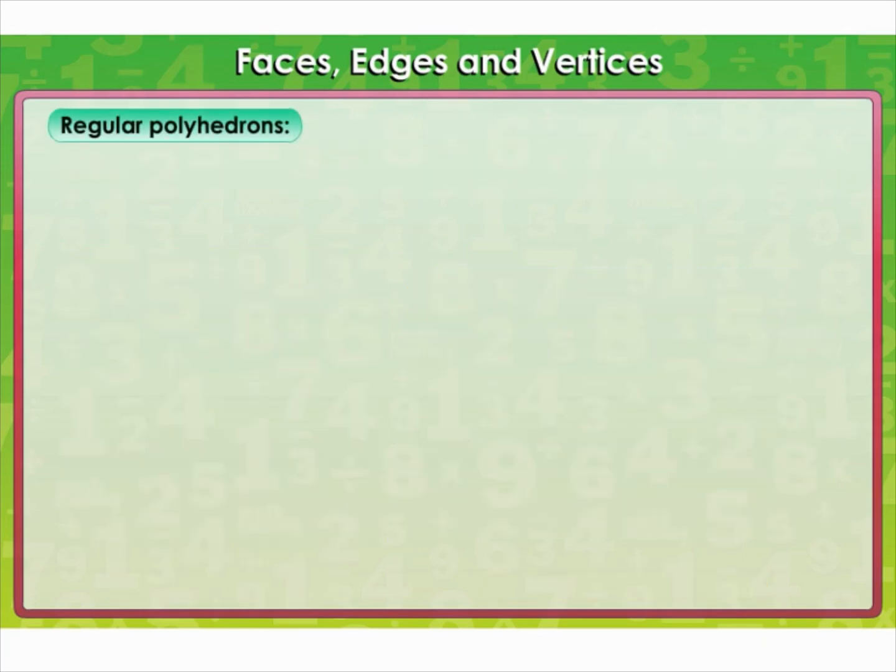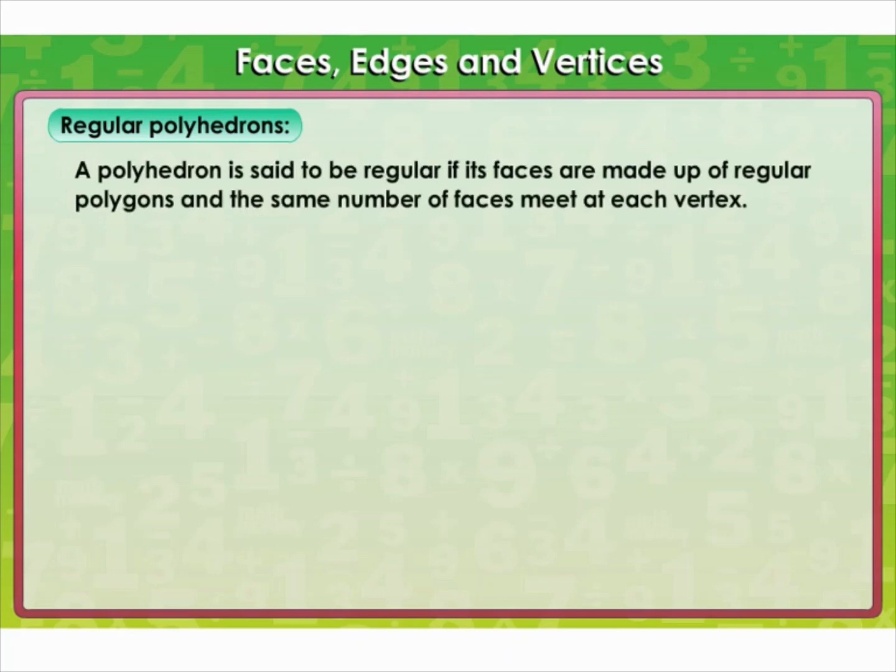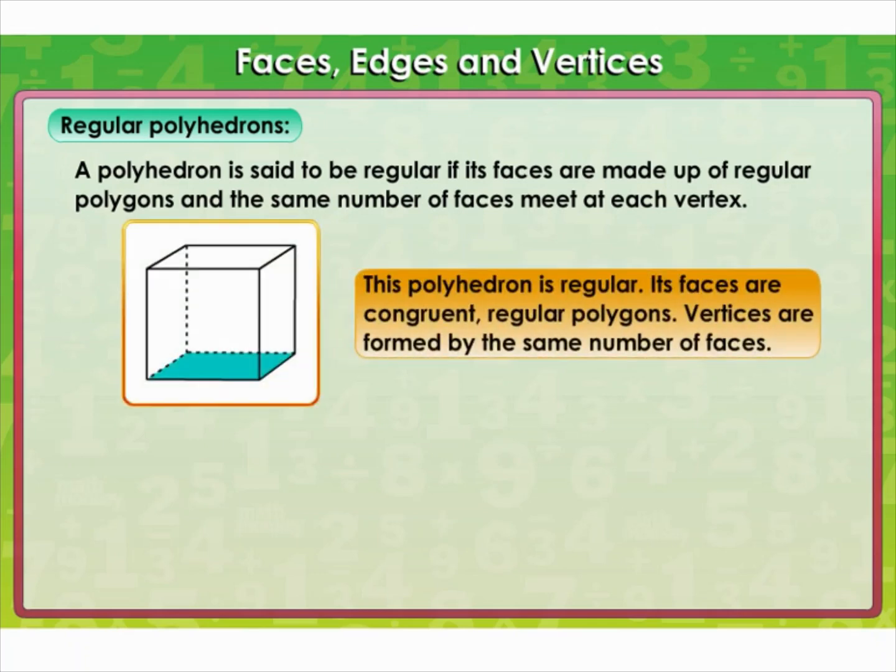Regular polyhedrons. A polyhedron is said to be regular if its faces are made up of regular polygons and the same number of faces meet at each vertex. This polyhedron is regular. Its faces are congruent, regular polygons. Vertices are formed by the same number of faces.